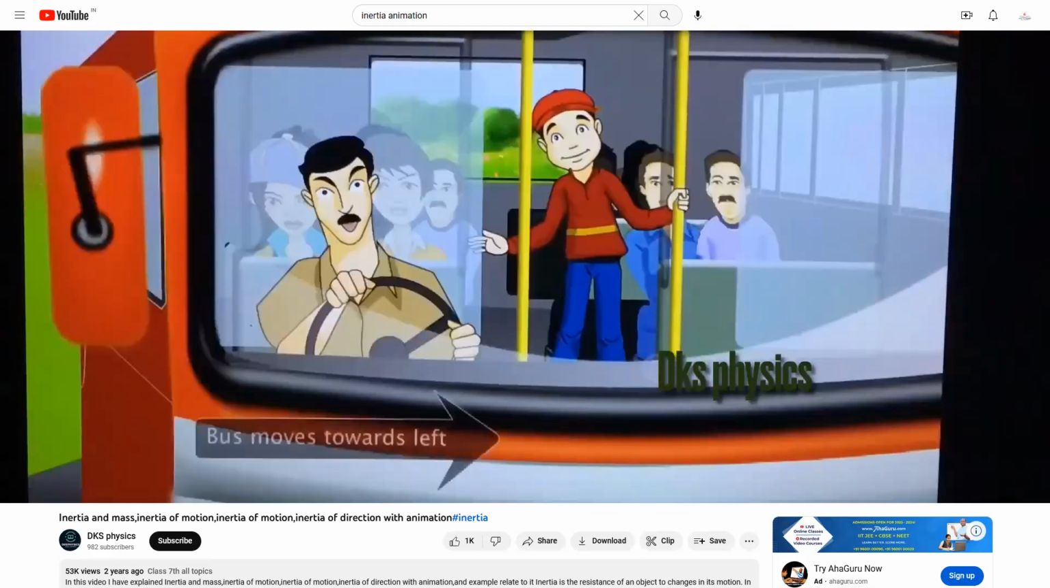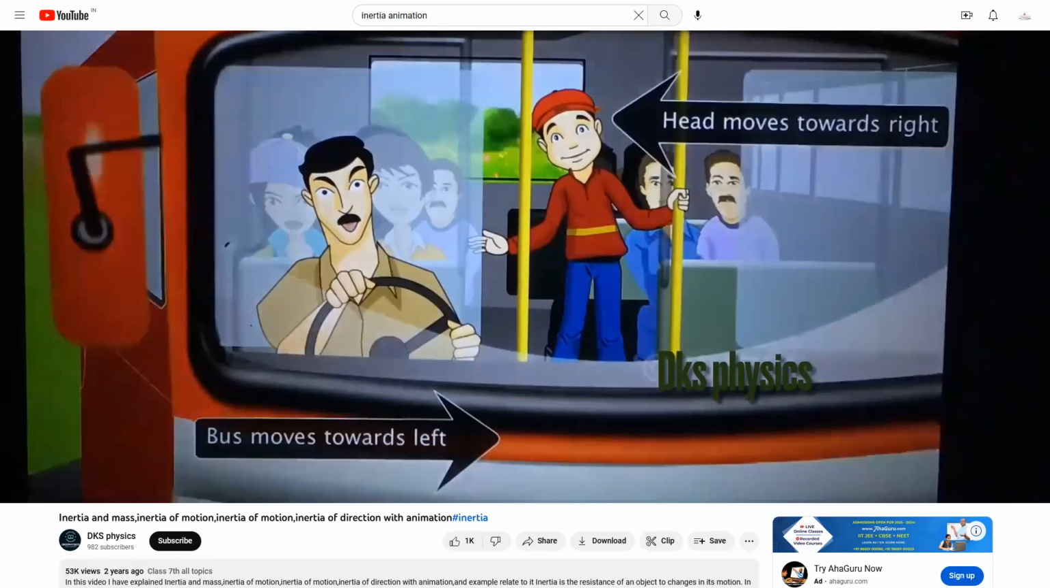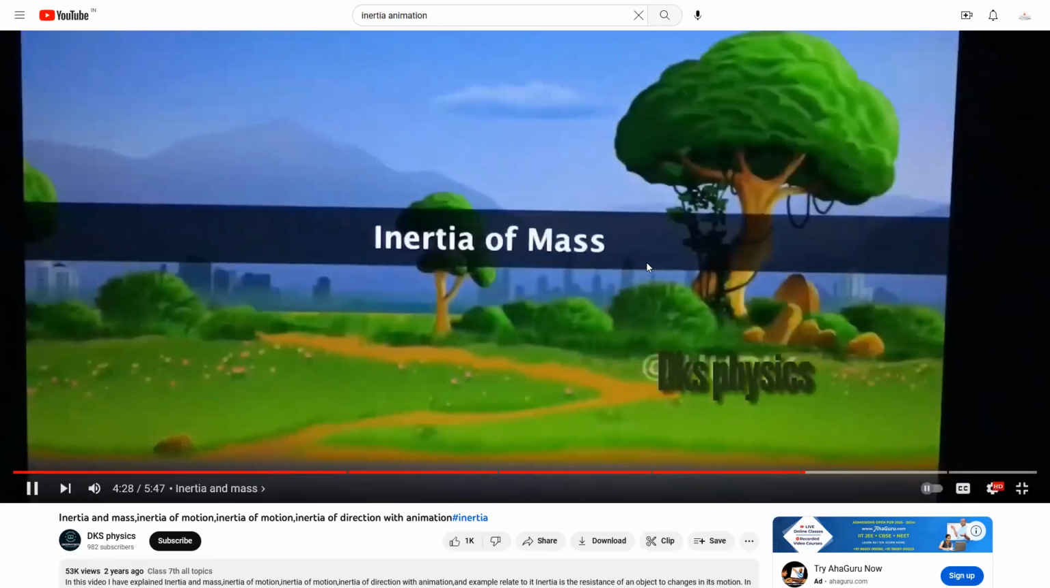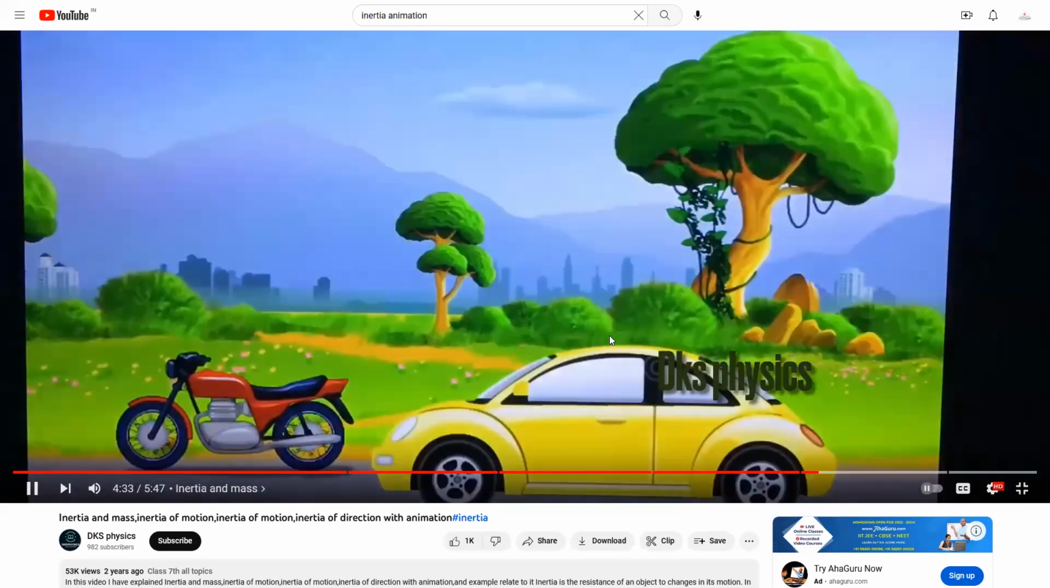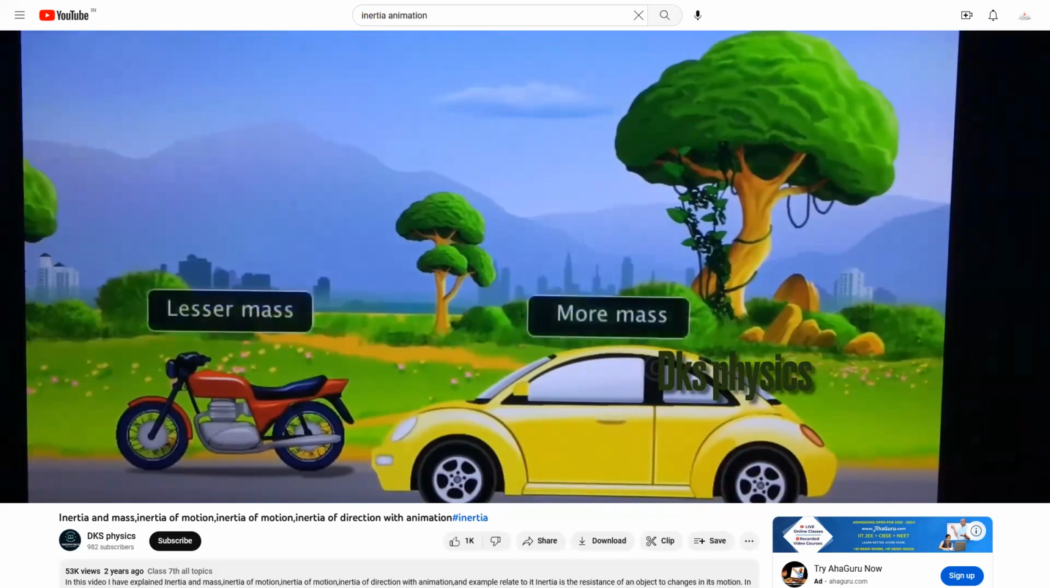So, while the bus turned left, your head continued to move in the straight direction. This causes your head to tilt towards the right. We know that all objects exhibit inertia. But do some objects exhibit more inertia than others? Yes, they do. This is because of the relationship between inertia and mass.